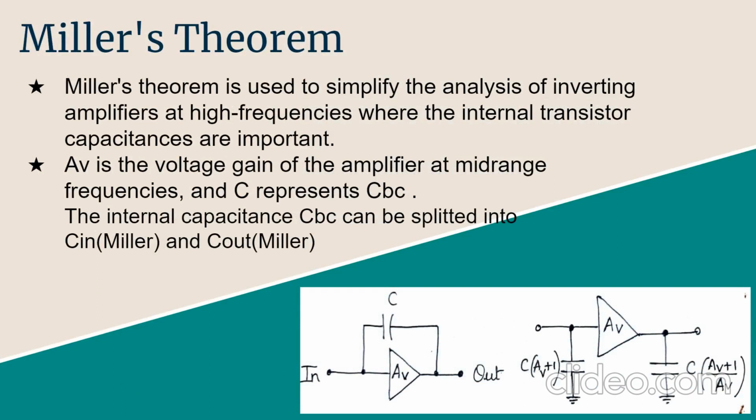That is called Miller's theorem. Basically, Miller's theorem is used to simplify the analysis of inverting amplifiers at high frequencies, where the internal transistor capacitances are more important. So Miller's theorem plays a very important role in high frequency analysis. AV is the voltage gain of the amplifier at mid-range frequencies, and in this diagram C is represented as CBC, the collector base capacitance. According to Miller's theorem, this internal capacitance CBC can be split into two capacitances, C in Miller and C out Miller. Let's see how they are split.